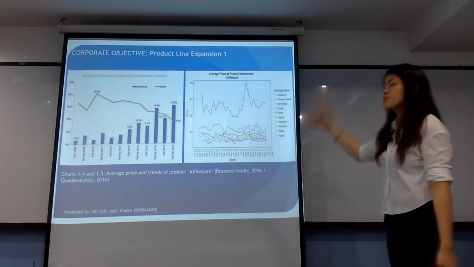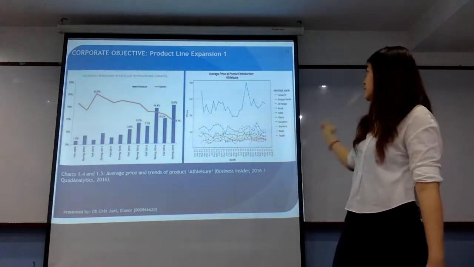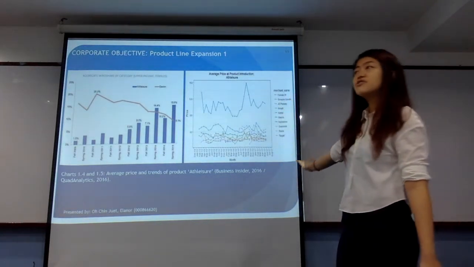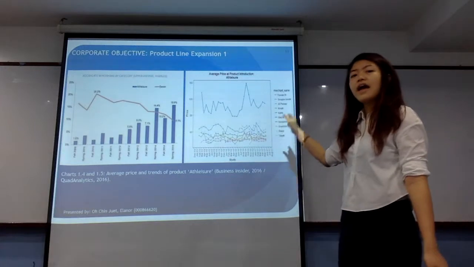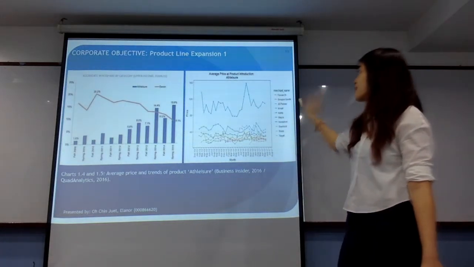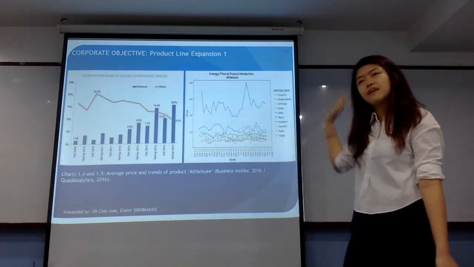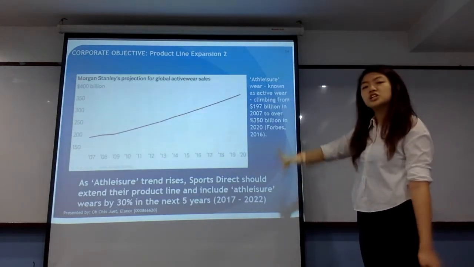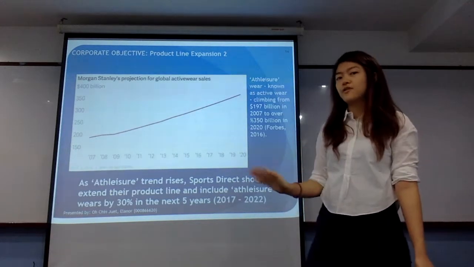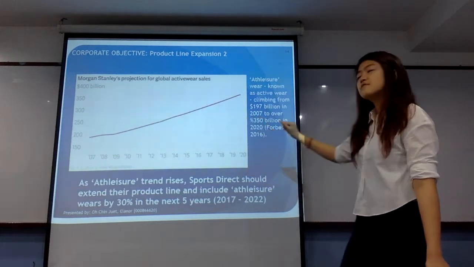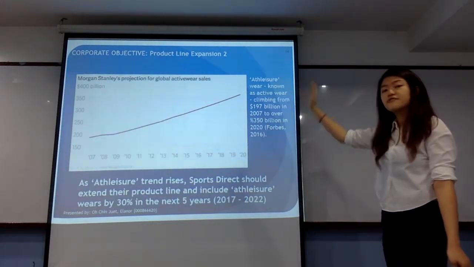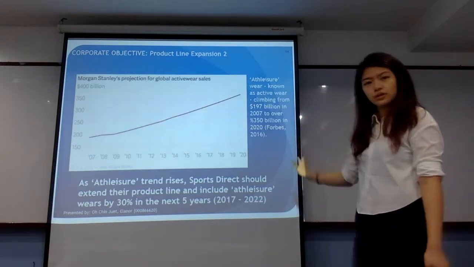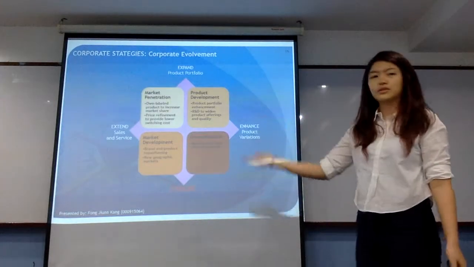And you can see that more and more retail stores, Forever 21, JCPenney, are retailing athleisure wear and pricing it at a very profitable price, and therefore it has become a very profitable market. The projection for global activewear sales by Morgan Stanley is expected to grow to more than $350 billion by the year 2020. Next, I would like to hand it over to David.